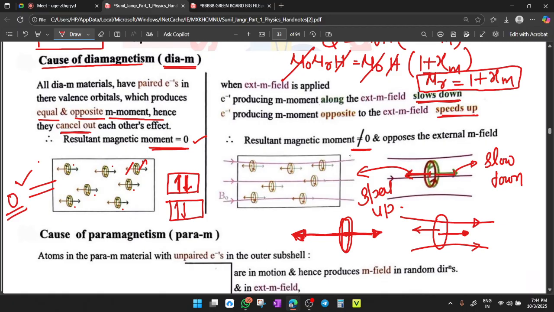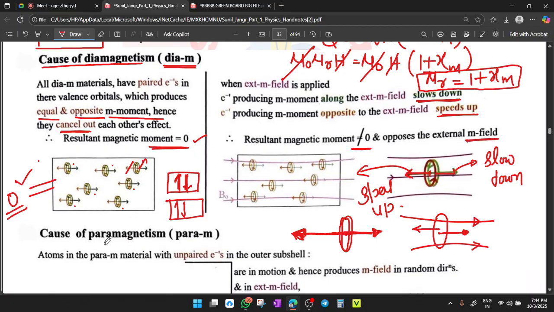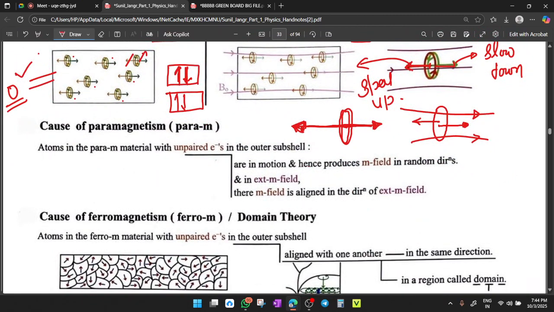So the resultant magnetic moment is not equal to zero, and it opposes the external magnetic field. Why? See here, if you take the resultant of these two vectors, this is larger and this is smaller, so the resultant will be in this direction, leftward. But your applied field is in the right direction. Understood? So this is why diamagnetic materials are magnetized feebly in the opposite direction of the magnetic field.